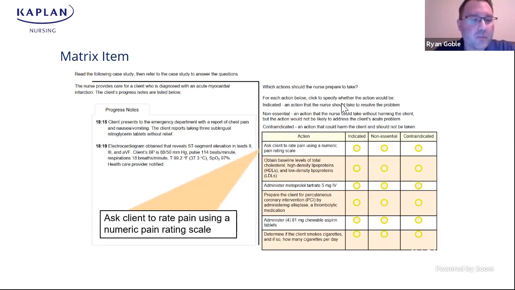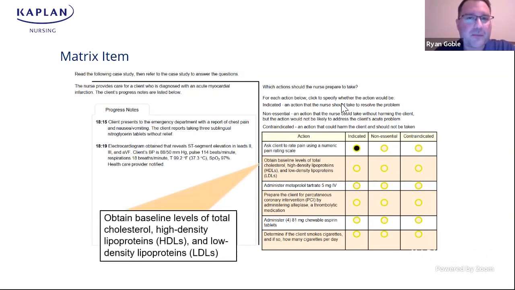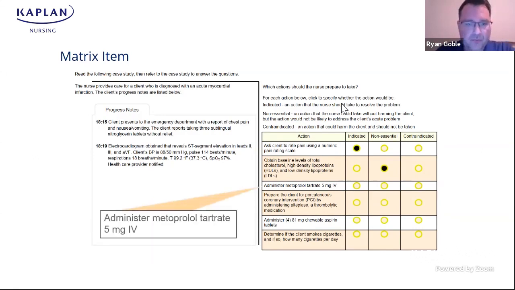Asking the client to rate their pain using a numeric pain rating scale, that is definitely indicated. Obtaining baseline cholesterol, HDL, LDL levels. Right here, right now, that is non-essential. What about administering metoprolol? That could be harmful for the client. That's contraindicated because the client is already hypotensive.